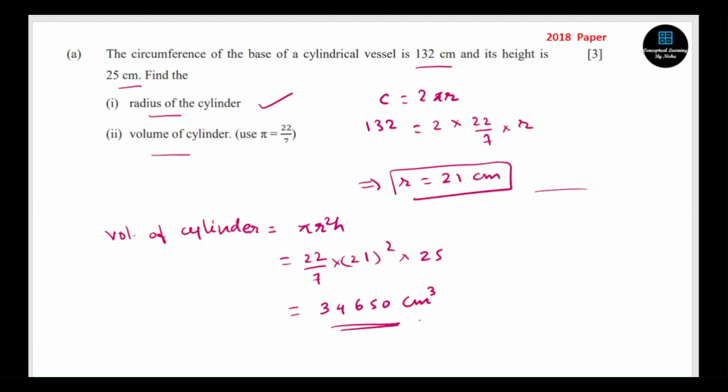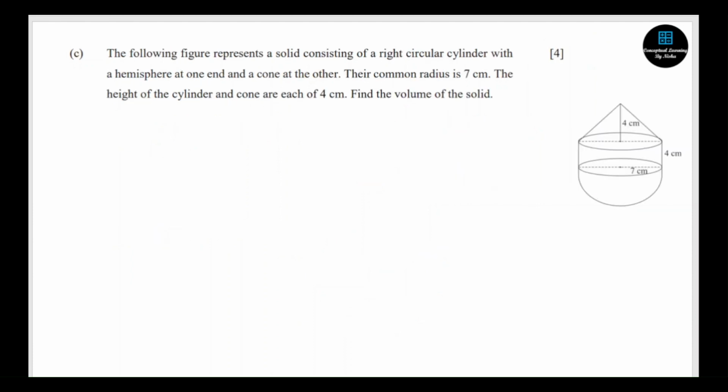Alright. Perfect. Now here it is a composite figure, a solid, which is made up of 3 shapes. Can you figure it out? One is a hemisphere, this is a cylinder, and here it is a cone. The radius is the same for all of them, and we have to find the volume of the solid. So we'll write the radius is the same. The common radius is 7, so R is 7 centimeter.